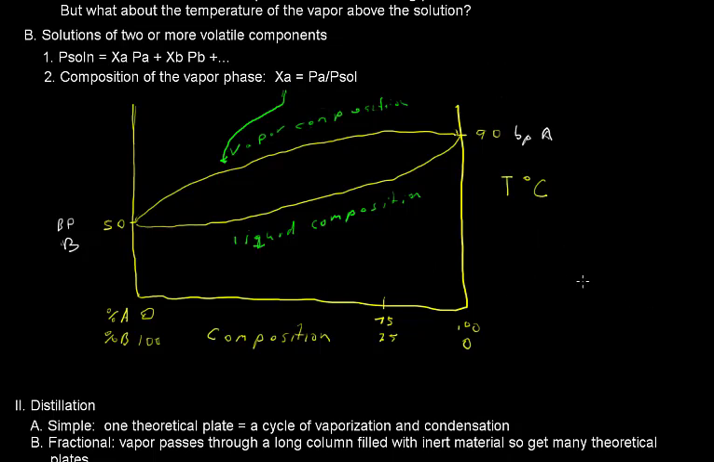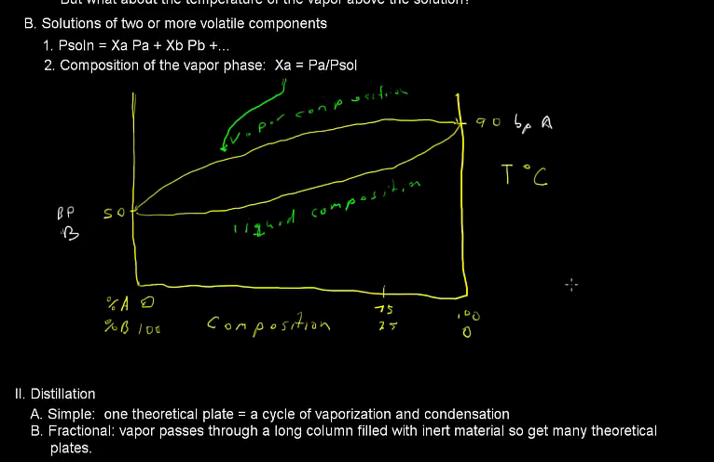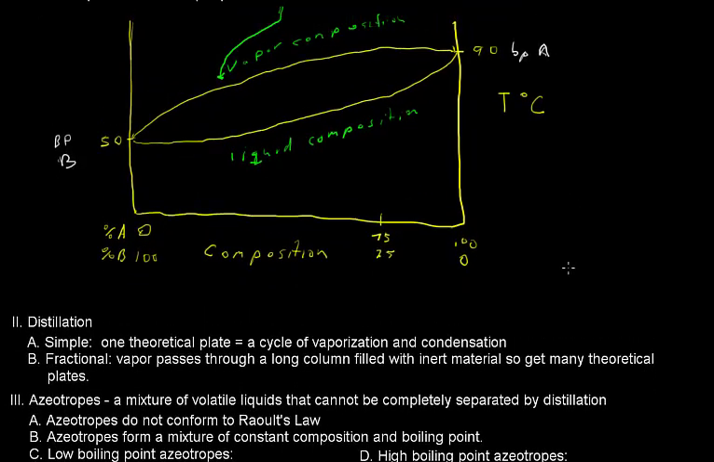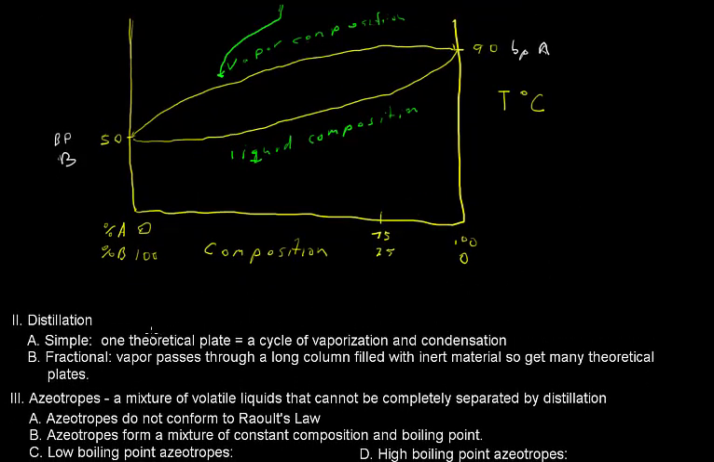There are two types of distillation. So there are simple distillations. And a simple distillation is a distillation where there's essentially one theoretical plate. And a theoretical plate, that's a term I expect you to be familiar with. It's a very important term in distillation, and it is simply a cycle of vaporization and condensation. So you boil a liquid, it vaporizes, and when it recondenses, that's one theoretical plate.